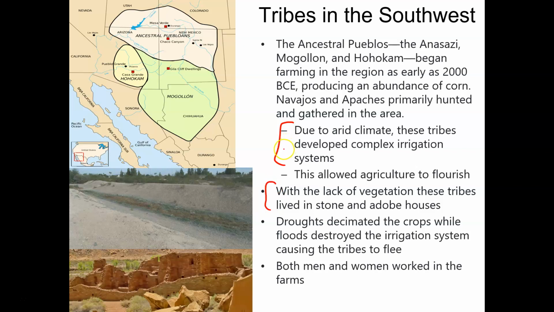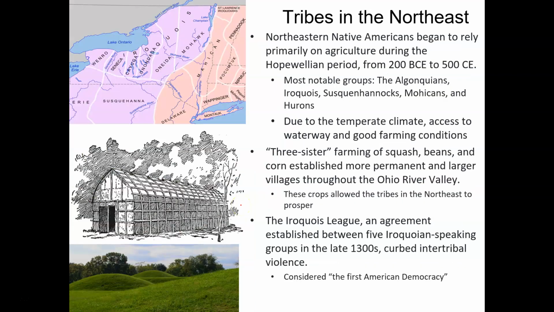Now, what's important to understand about this area is that because of the lack of waterways, they have to use very complicated irrigation systems to get the water needed to have any sort of resources in general. Okay. Now let's take a look at the Northeast.